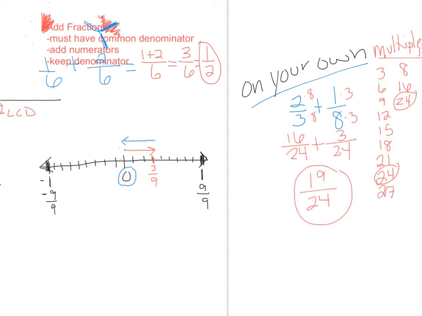Here's what my workspace ended up looking like. I wrote down all the multiples for 3 and all the multiples for 8, and 24 is what they had in common. Multiplying both fractions by the same number and adding my numerators.